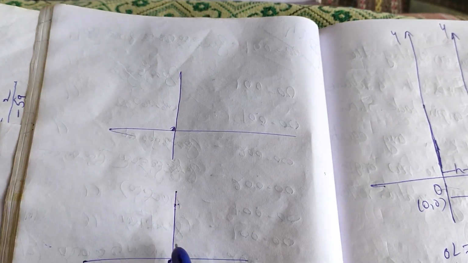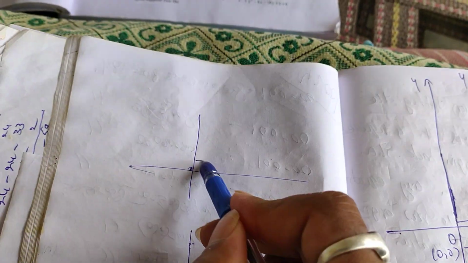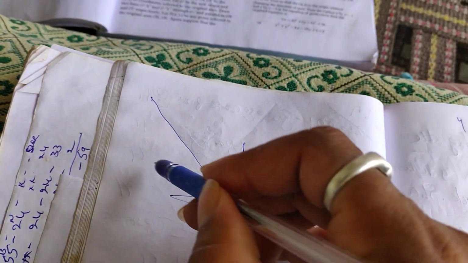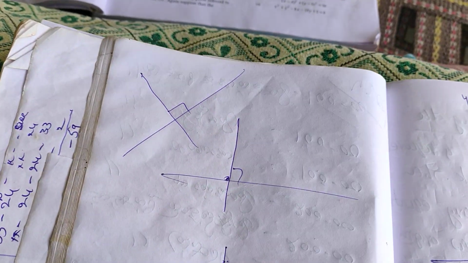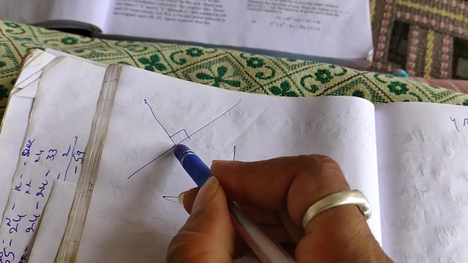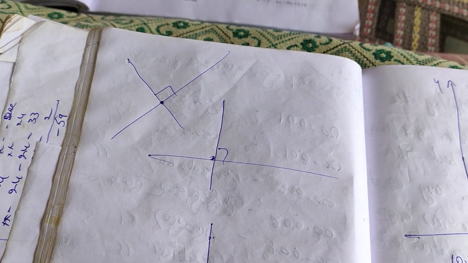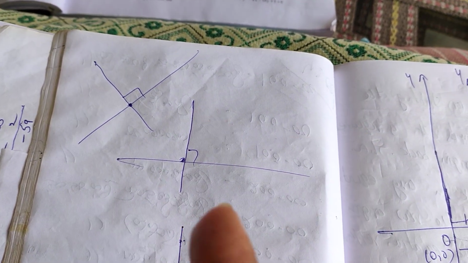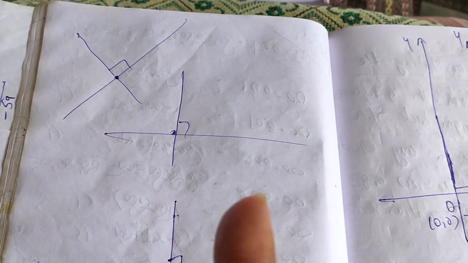Similarly, it is 90 degrees. So if you want to take this, this is also 90 degrees. Yes, we can take it like this also. That means we can rotate the axes also accordingly.